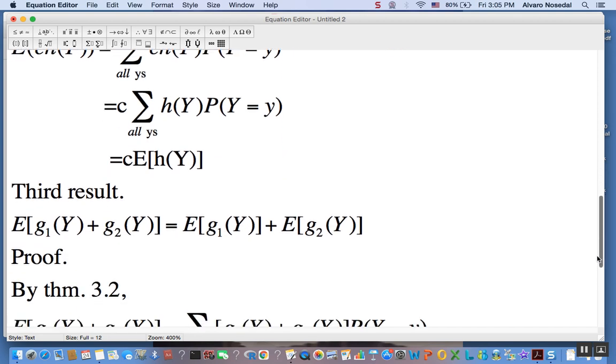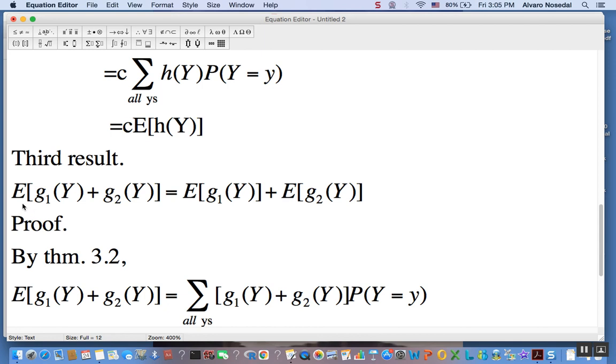Third result. In plain English, if you're interested in the expected value of a sum, that equals the sum of expected values. Okay? Finally, let me just say this, that if we combine these results, we will realize that if we were talking to one of our mathematician friends, we could tell them, hey, guess what? The expected value is linear.